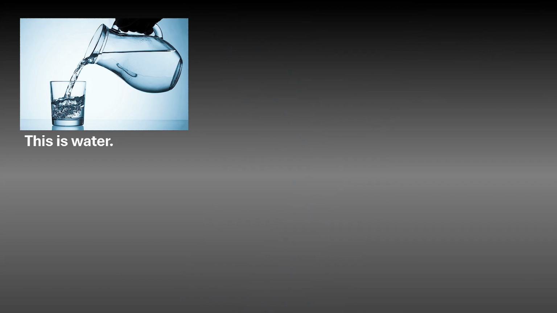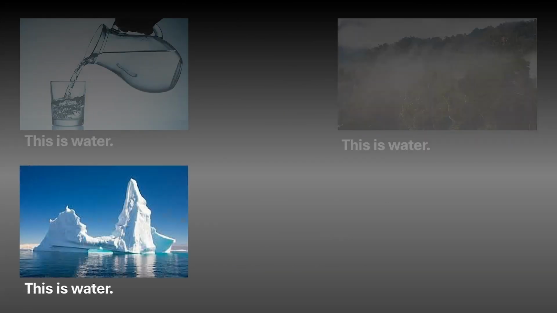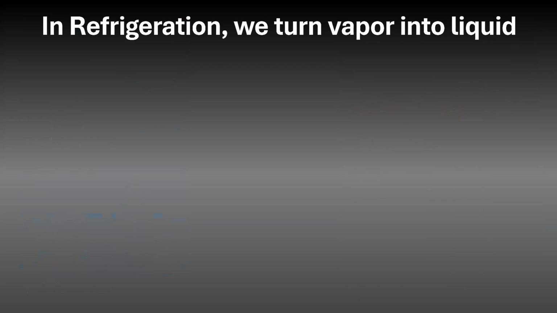And most of us would agree that this is water, and this is water, humidity, fog, this is water. And most of us would also say that, well, this is also water. Now, in refrigeration, we turn vapor into liquid, and I'm referring to water specifically. In our process of refrigeration, we take water in vapor form and we turn it into liquid as a consequence of our process. Now, this is referred to as condensation.